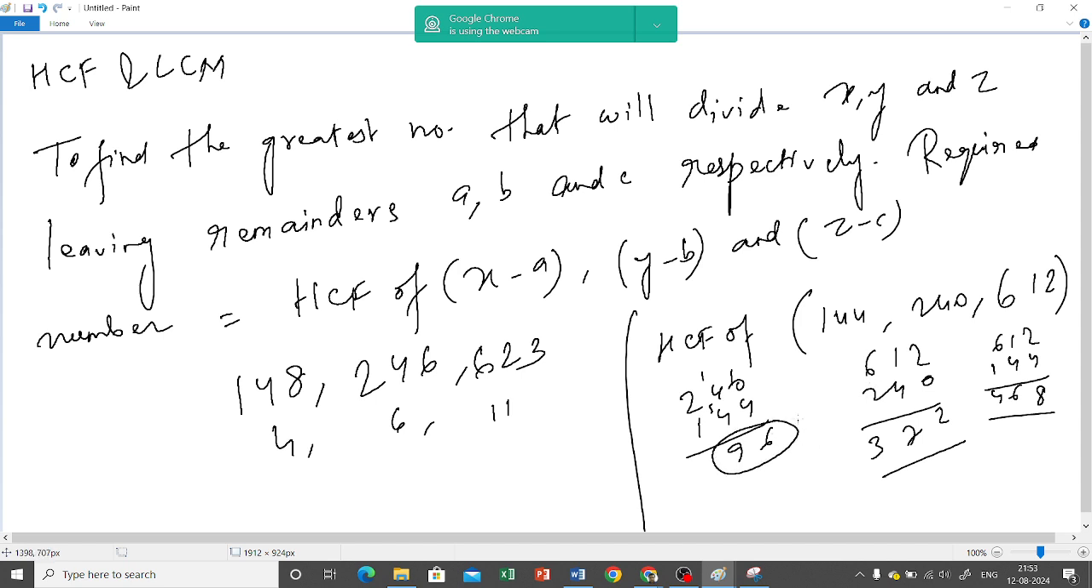I need to take 96. So does 96 divide 144? See, the shortcut I taught you earlier to calculate HCF is that you subtract each of the two numbers: 240 and 144, 612 and 144, 612 and 240. And you see the smallest subtraction that you get. What is the smallest subtraction we get? 96.